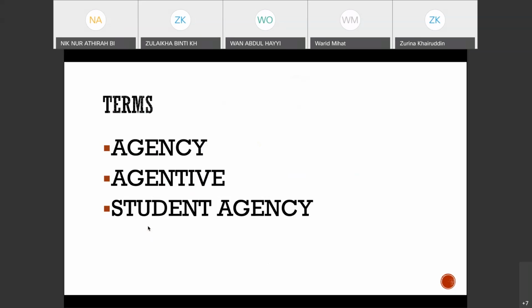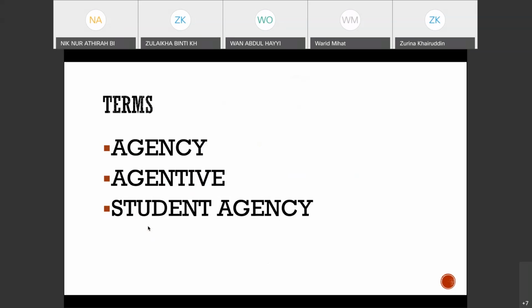So it's up to us. We decide. So we take control of our life experience. That is basically what agentive is, taking control. And when we take control, we also affect other people, and we also affect us. Okay.